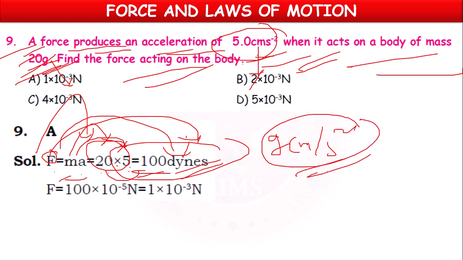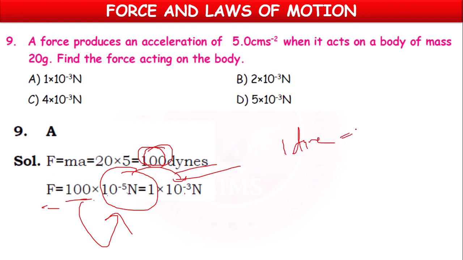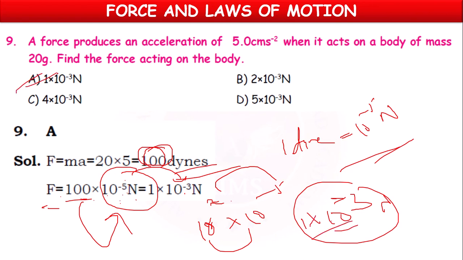This unit has a special name, dyne. If you want to change dynes into newtons, the magnitude we have got should be multiplied by 10 power minus 5 newtons. One dyne equals 10 power minus 5 newtons. So 100 into 10 power minus 5. 100 can be written as 10 square. 10 square into 10 power minus 5. As the bases are the same, we can add the powers. 2 minus 5 equals minus 3. So 10 power minus 3 newtons, or 1 into 10 power minus 3 newtons. So option A is correct.